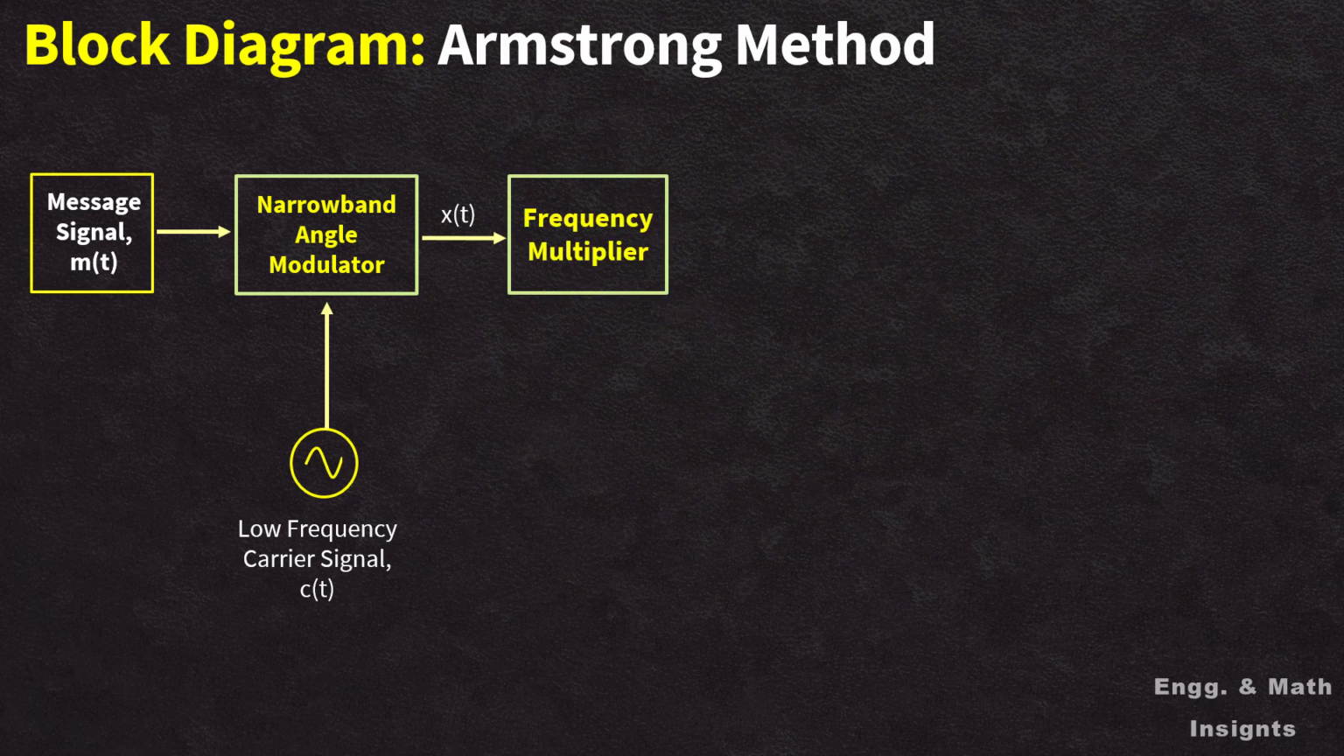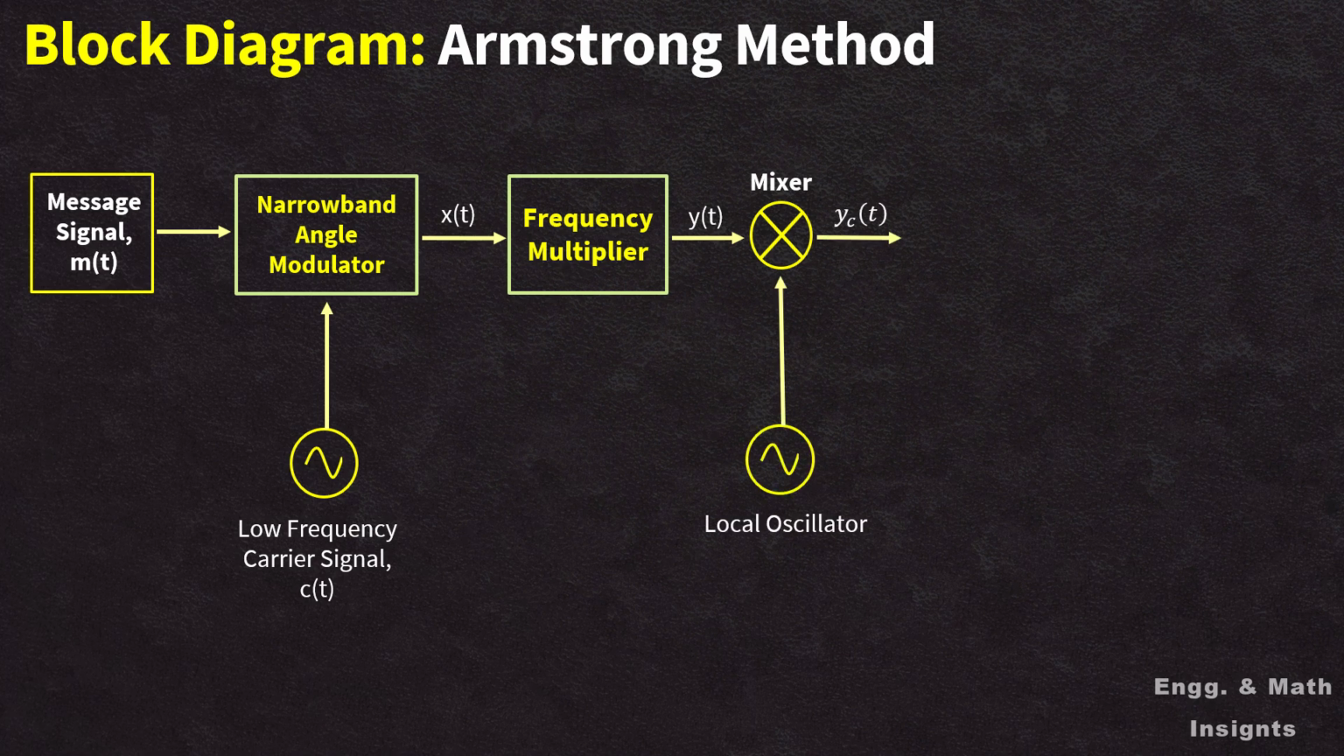This frequency multiplier receives the narrowband signal x(t) and uses a nonlinear device, for example a class C amplifier, to multiply both the carrier frequency and the deviation, producing a signal y(t) with increased frequency and deviation. This multiplied signal is given as an input to the mixer. The mixer combines the multiplied signal with a local oscillator signal, producing the sum and difference of the frequencies.